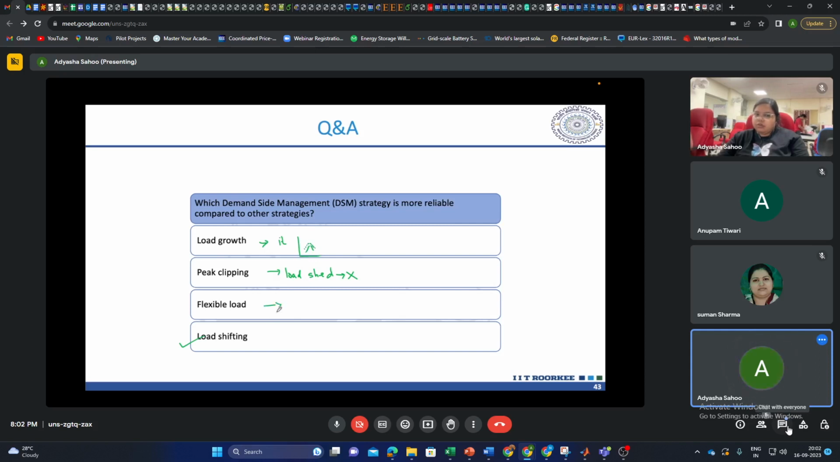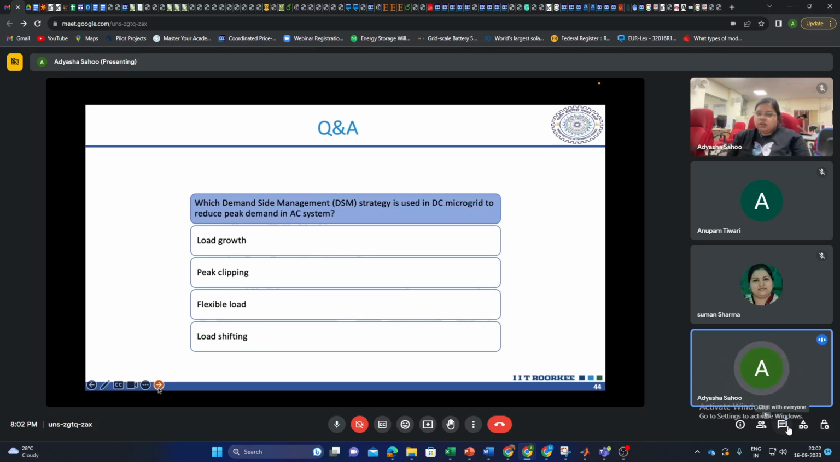Flexible load, again, is not that reliable because the loads won't compromise on their consumption, but load shifting can always happen. They can consume the same amount of power but during different time intervals. So load shifting is more reliable.